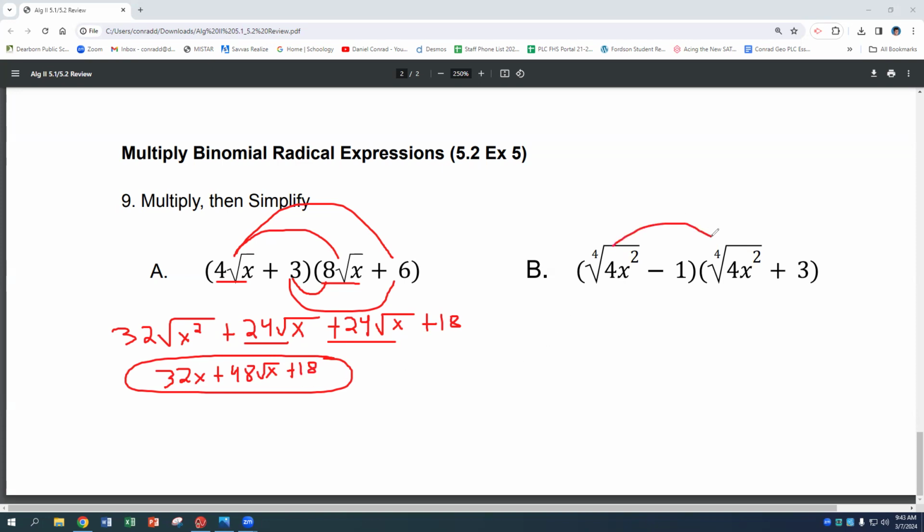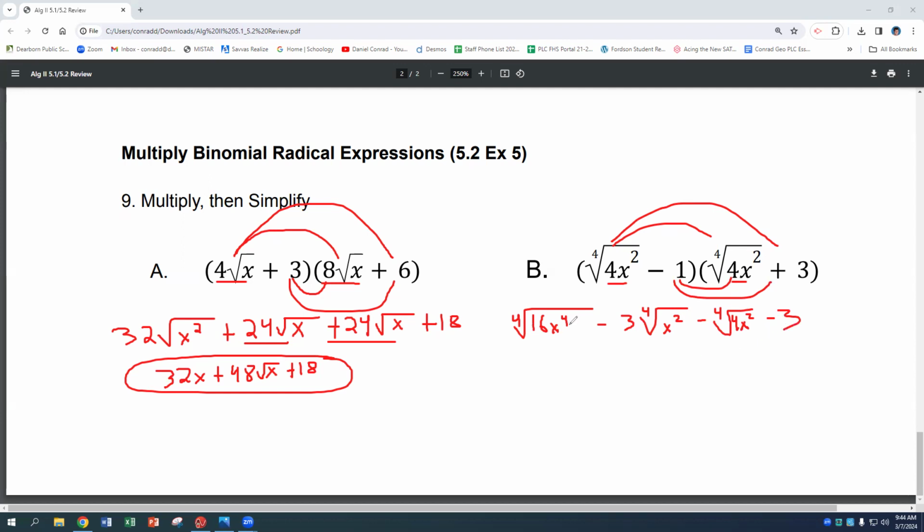Next one, fourth root. 4x squared. So outside is just 1 times 1 is 1. Inside 4x squared times 4x squared is 16x to the 4th. Okay. Outer is 3 4th root x squared. Inner is minus 4th root 4x squared. And then minus 3.